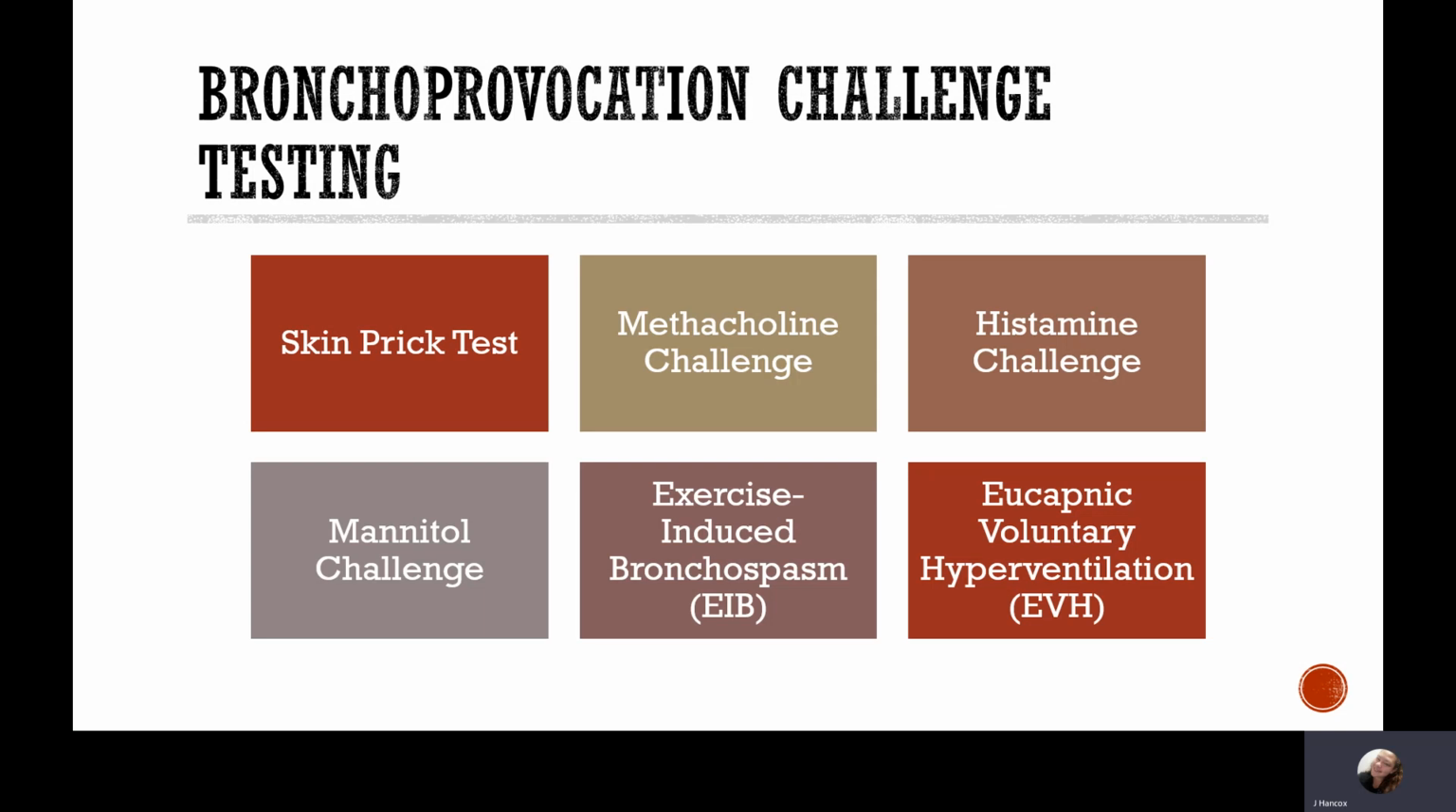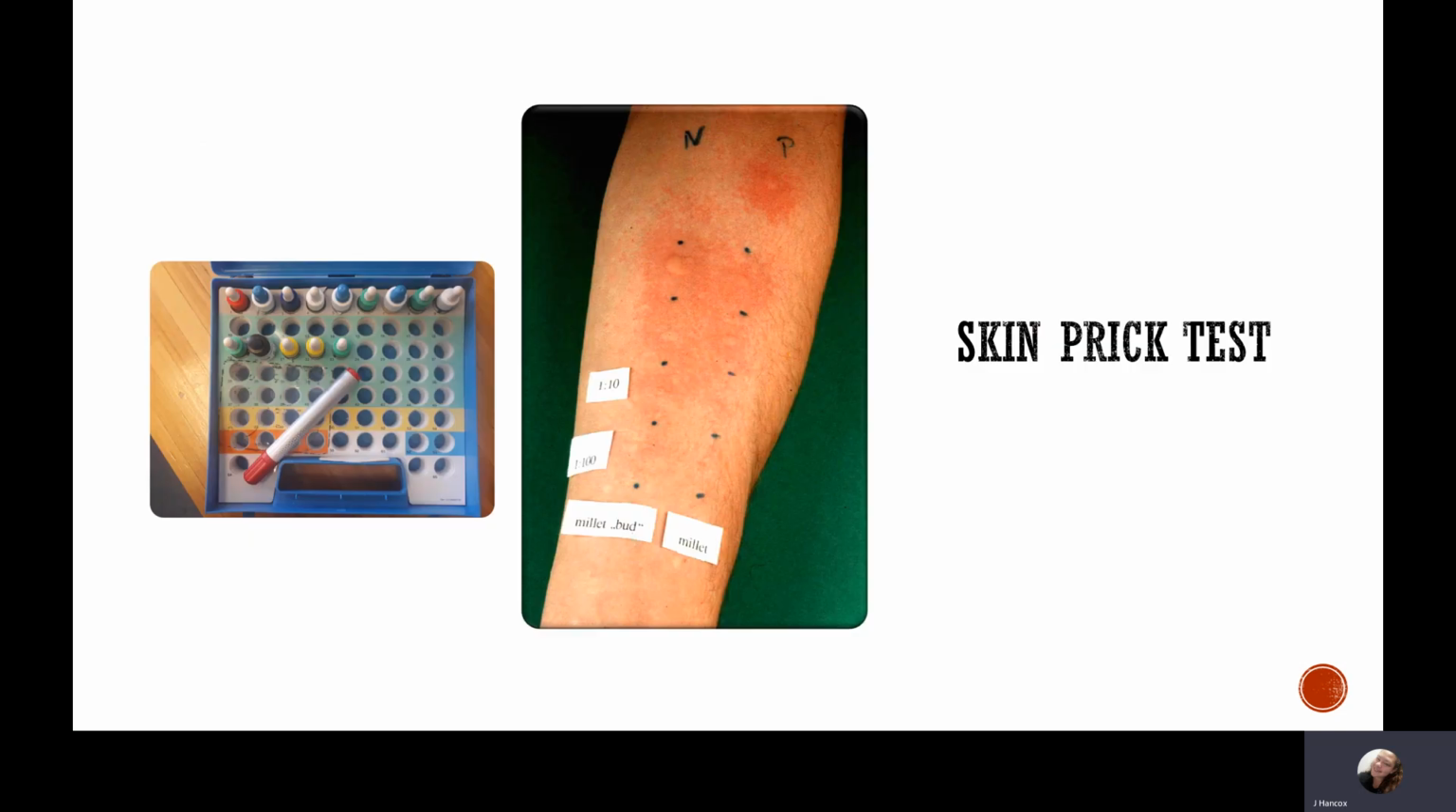Then we also have eucapnic voluntary hyperventilation. This is basically to see if a person will have a bronchospasm during ventilation. Sometimes hyperventilation can cause bronchospasms. So hyperventilation will occur, and then a flow volume loop will be done at 5-minute intervals until either the baseline returns to what it was before the test, or we have to give them a bronchodilator to prevent them from having a bronchospasm. So the skin prick test is what I was speaking about before.